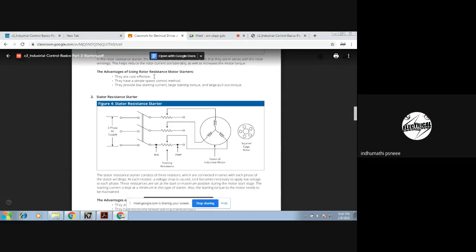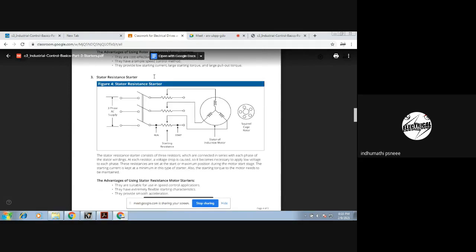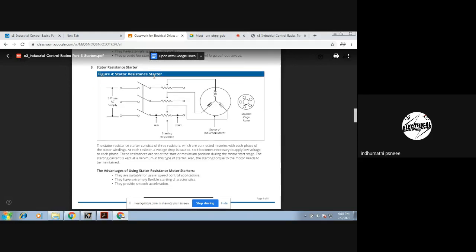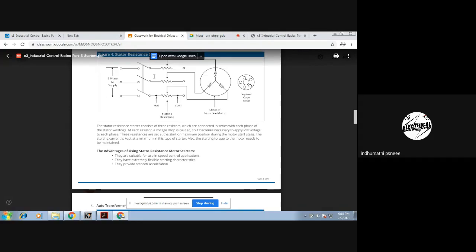So why do we not use it? They are suitable for speed control applications. They have extremely flexible starting characteristics. They provide smooth acceleration. But in this, the rotor speed is very low. That is the main disadvantage.